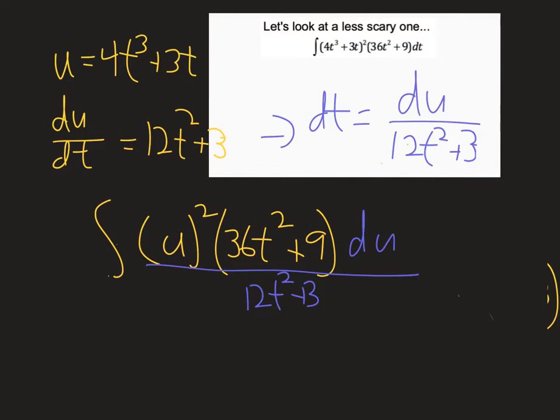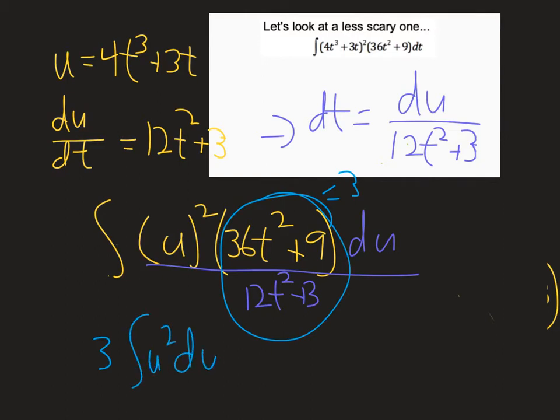Well, if I simplify, that just becomes the number 3, like we talked about before. So this is really the problem 3u squared du, which is just going to be u cubed. I could put the 1/3 and the 3, those will cancel out, plus c, which is really 4t cubed plus 3t, cubed, plus c.